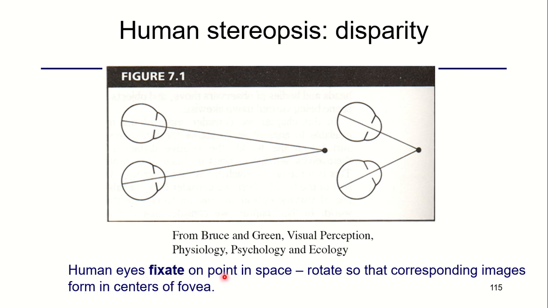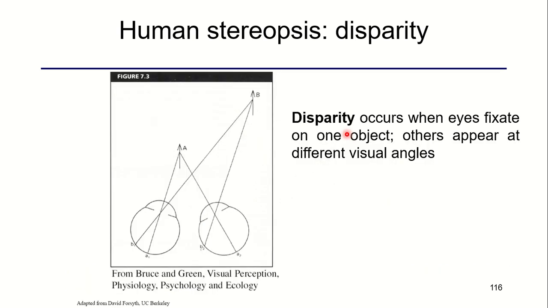So human eyes fixate on a point in space. You rotate so that the corresponding images form in the center of the fovea. We have 2 eyes, so both the left eye and the right eye, when we view an object, get correctly pointed to the fovea. This is how computer vision is designed, based on how the natural human eye works. So fix on a position and get an image of it. Disparity occurs when eyes fixate on one object and others appear at different visual angles. Then you will have two different focusing points.